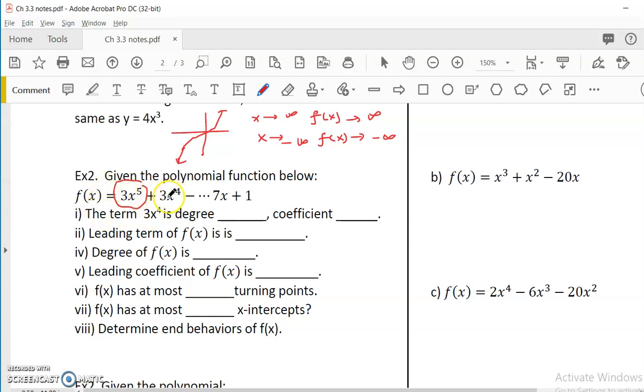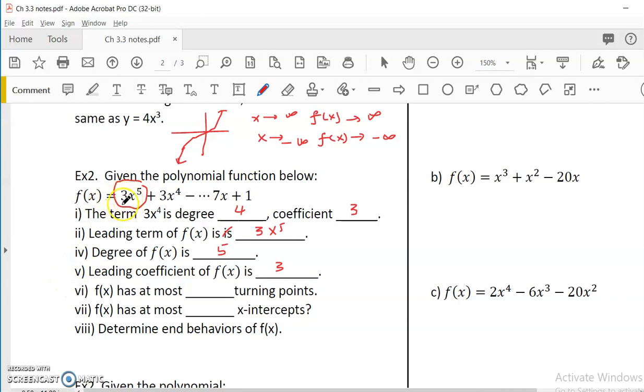But what about this one, 3x to the 4th? The second one is degree 4. Coefficient is 3. But the leading term is not 3x to the 4th, it is 3x to the 5th. So the degree of the whole f of x is just degree 5. The highest degree is what describes it. Why? Well, the leading coefficient is also 3 because this term has a 3 as a coefficient.